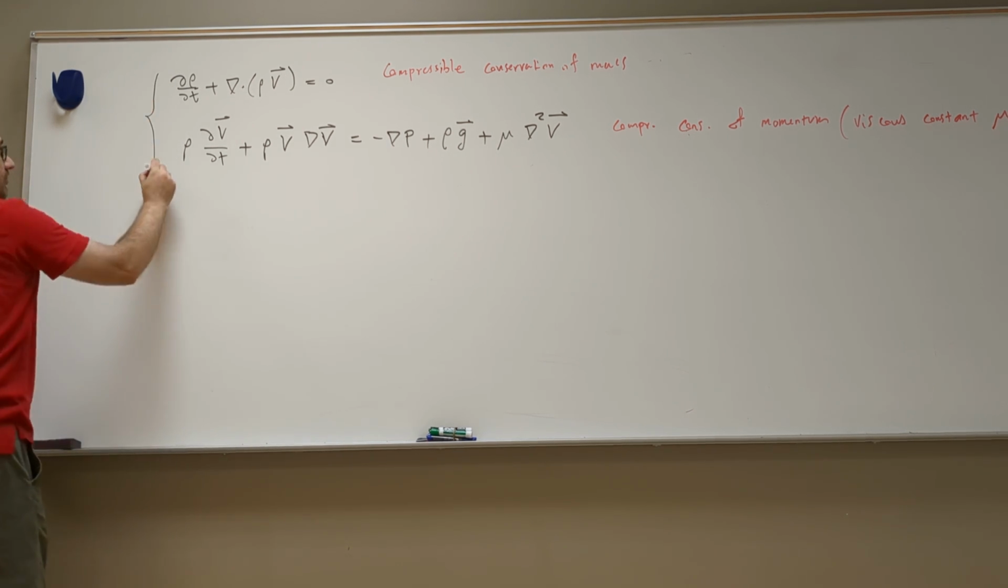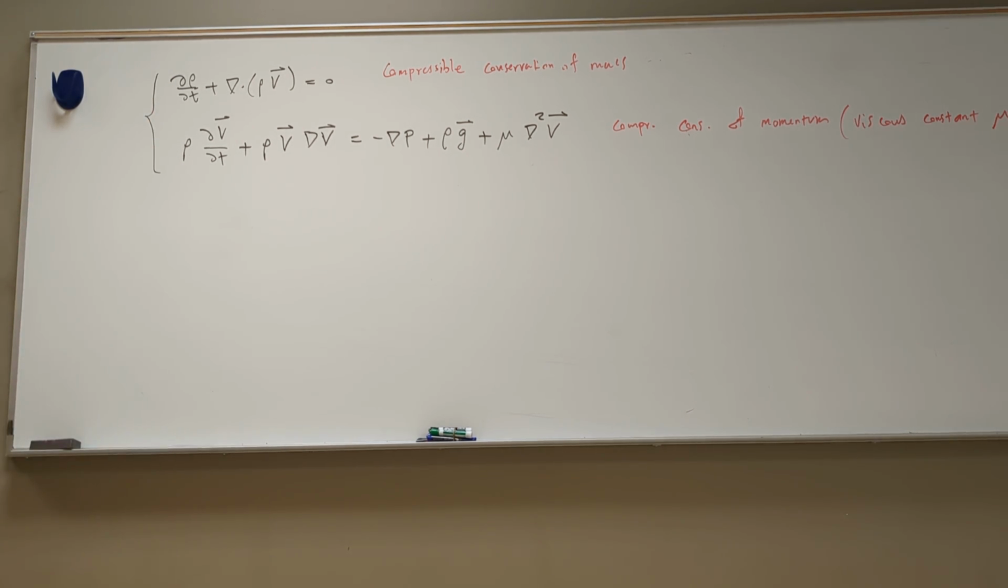Can you tell me how many equations these are? 6. Three for each one. 4. You said 4? One for continuity and three for momentum. Exactly. Oh, I forgot your name, by the way. Michael. Michael, last name? Oh, no, no. Yeah. These are 4 equations.